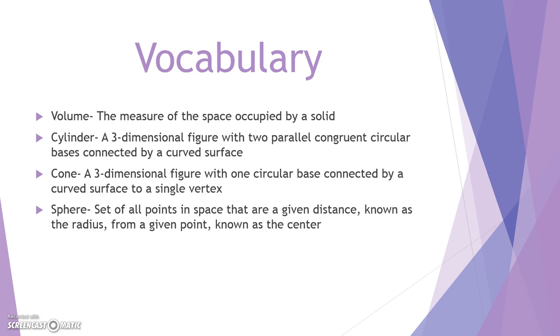A sphere is a set of all points in space that are a given distance, known as the radius, from a given point, known as the center. And composite solids are objects made up of more than one type of solid.